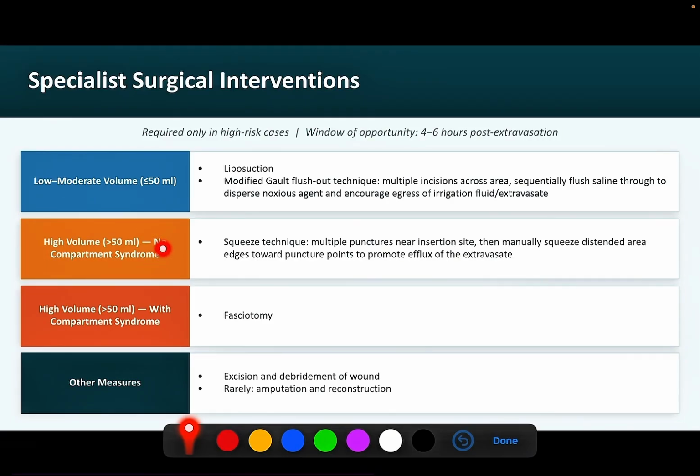If it is a volume of more than 50 ml without compartment syndrome, we can use another surgical technique, that is the squeeze technique. We can make multiple punctures near the catheter insertion site and then manually squeeze the distended area to milk the extravasate towards the puncture points and promote efflux of the extravasate. If it is a large volume with compartment syndrome, we have to go for fasciotomy to save the limb. Other measures are excision and debridement of the wound, and rarely amputation and reconstruction.